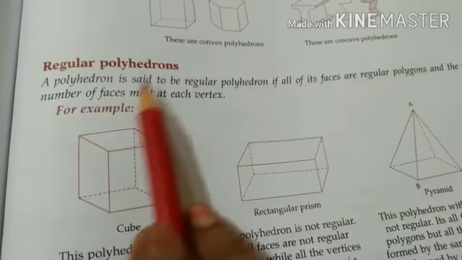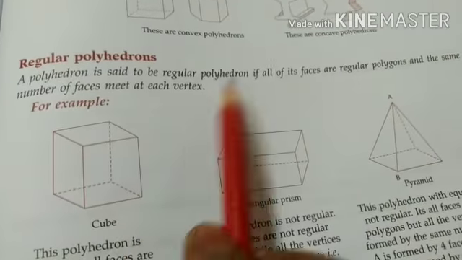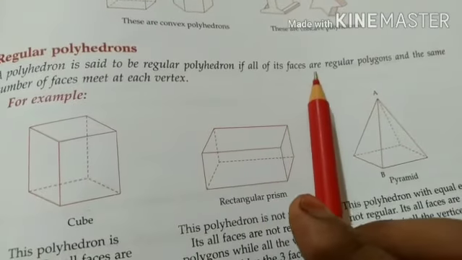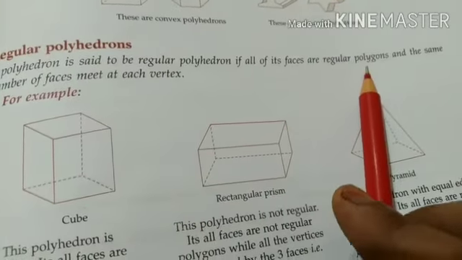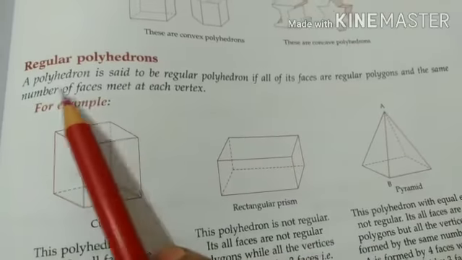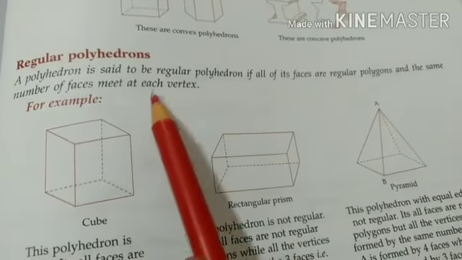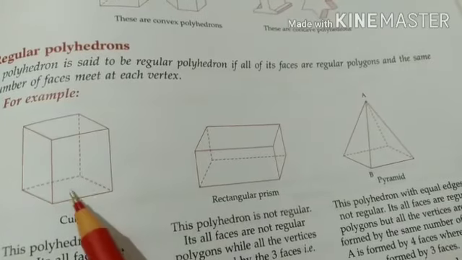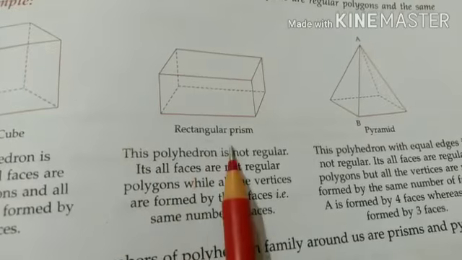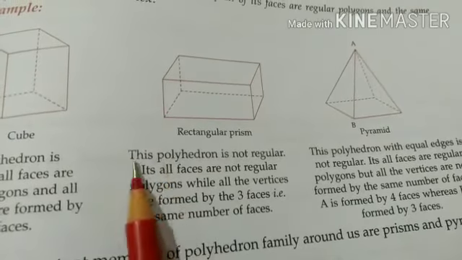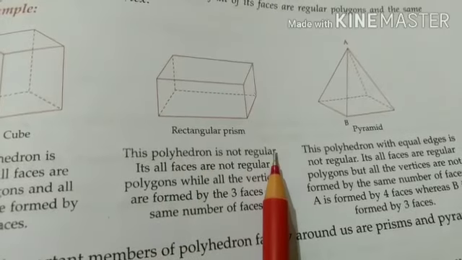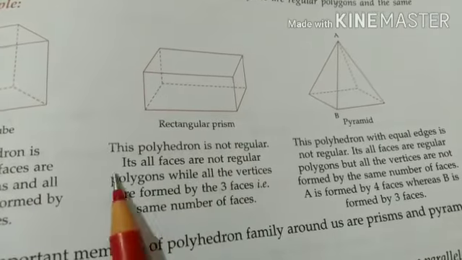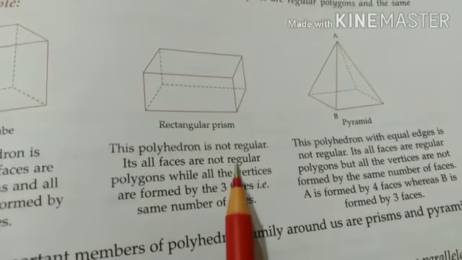A polyhedron is said to be a regular polyhedron if all of its faces are regular polygons and the same number of faces meet at each vertex. Means all the lengths should be equal. As you can see here, this polyhedron is not regular. This is a rectangular prism. It is not regular. All its faces are not regular.